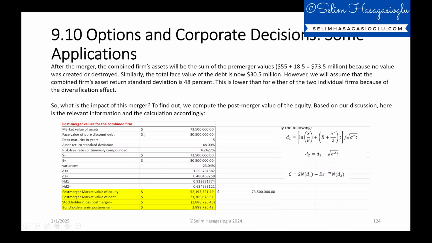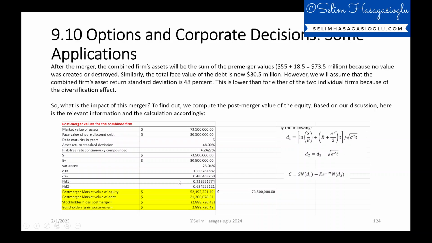Your exercise price will be the same as we did before, the face value of the pure discount debt, and the variance will be, of course, the square of this standard deviation. You need to take the square of this value to end up with this variance value, the variance of the returns on the combined firm's assets. And then you can calculate V1 and V2 as we did before. Every term in here, just plug in the numbers and calculate V1 and V2.